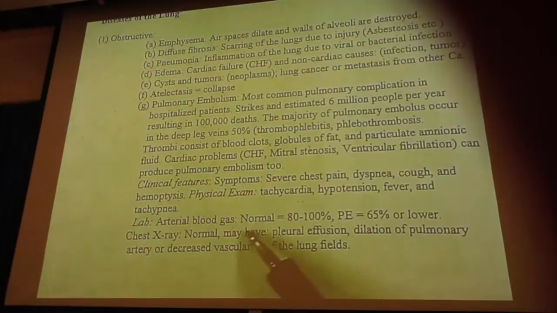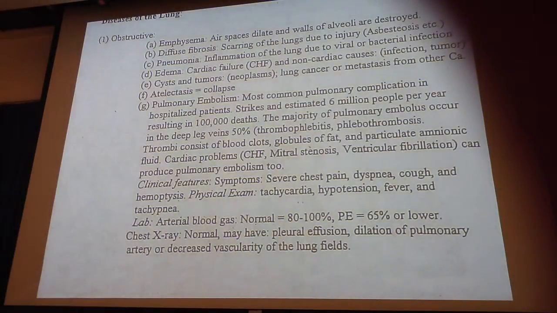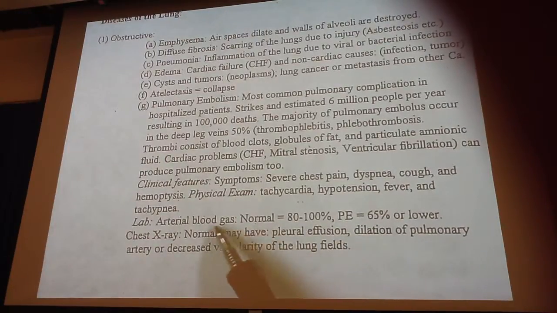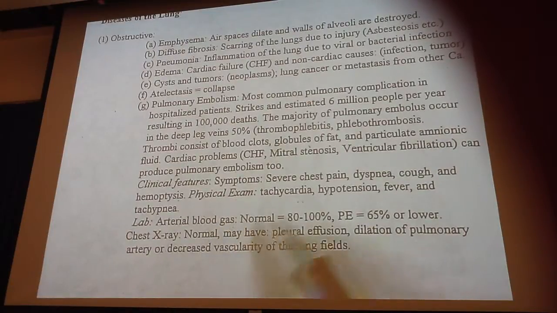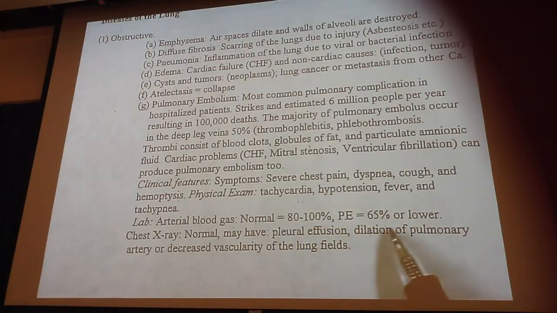The other thing is, we don't normally just do lung ventilation perfusions because we think they may have a blood clot. We are going to get an ABG, an arterial blood gas. Normally you should have an oxygen concentration of 80 to 100%. Typically with a severe pulmonary embolus, 65% or lower.